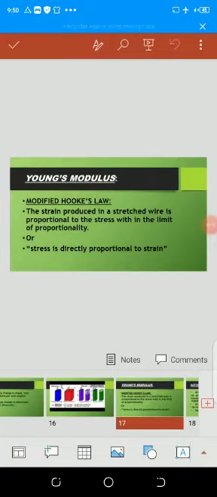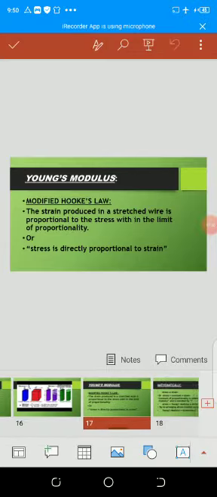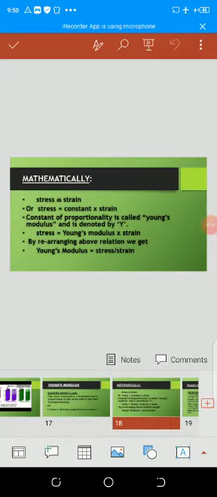Now what is Young modulus? It modifies Hooke's law. The strain produced in a stretched wire is proportional to the stress within the limit of proportionality, or stress is directly proportional to strain. Mathematically, stress is directly proportional to strain, or stress equals a constant multiplied by strain. The constant of proportionality is called Young modulus, and it is denoted by Y. Stress equals Young modulus multiplied by strain.